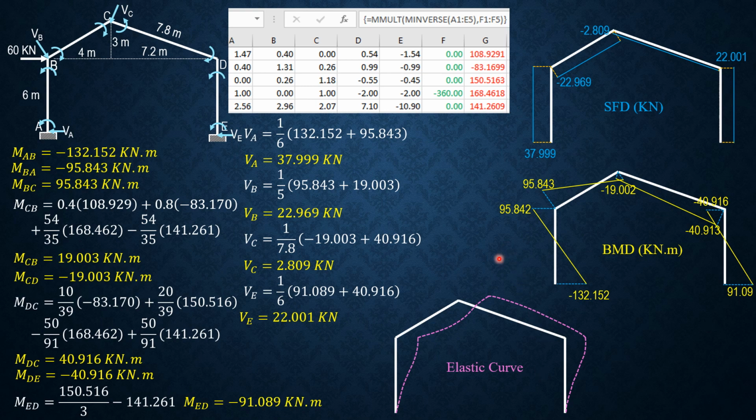The video is very long because the problem is also very challenging. So I hope you were able to follow the solution, and you can do slope deflection equations of frames with side sway, and you can also sketch the shear force diagram, bending moment diagram, as well as you can sketch the elastic curve.